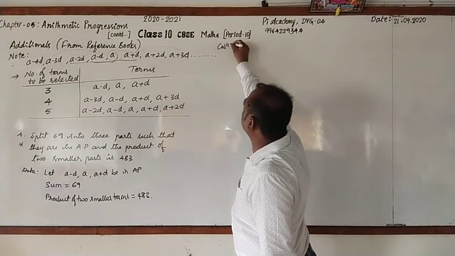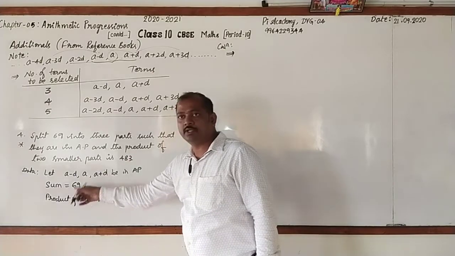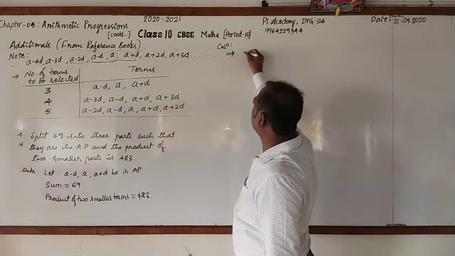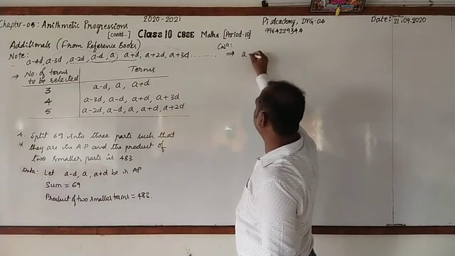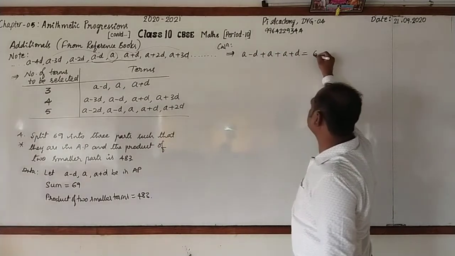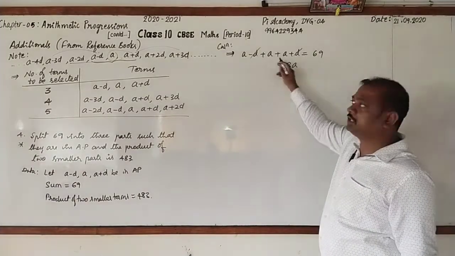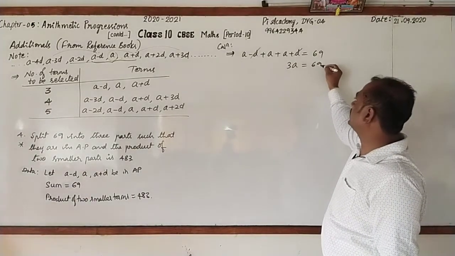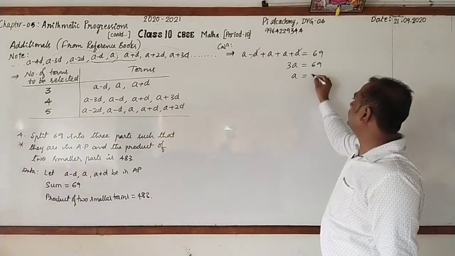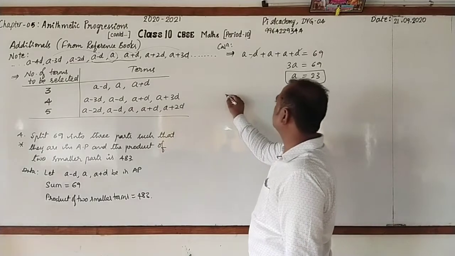Here I'll write the calculation. They are given the sum of all the 3 terms is 69. Here I'll write the sum of the 3 terms: A minus D plus A plus A plus D is 69. Minus D plus D get cancelled. A plus A plus A is 3A. It is equal to 69. A is equal to 69 by 3. Three 2s are 6, three 3s are 9. A is 23.